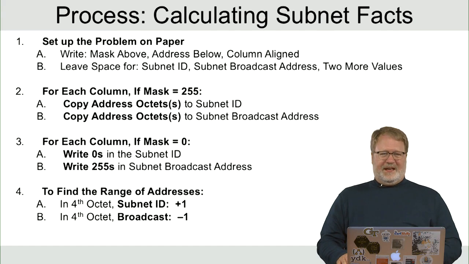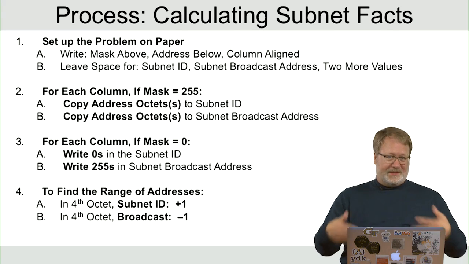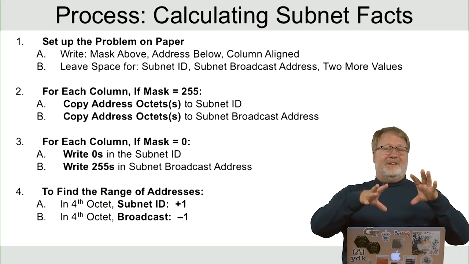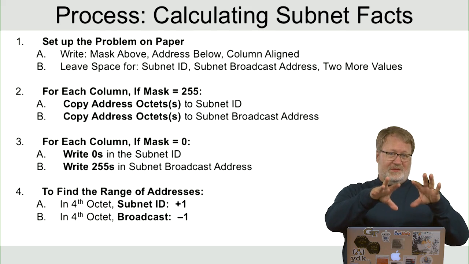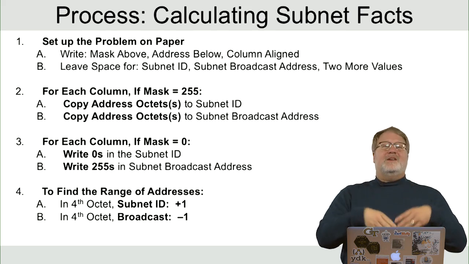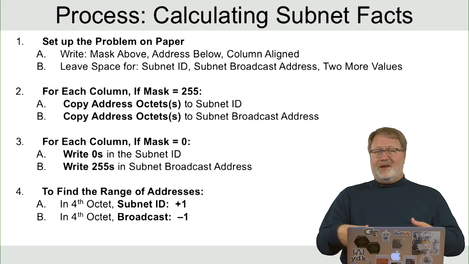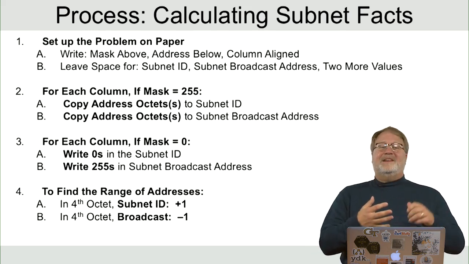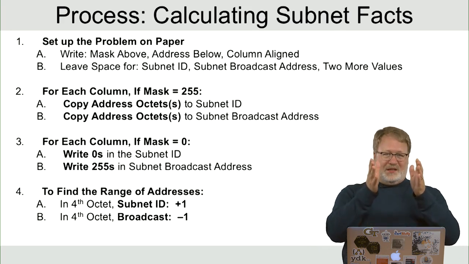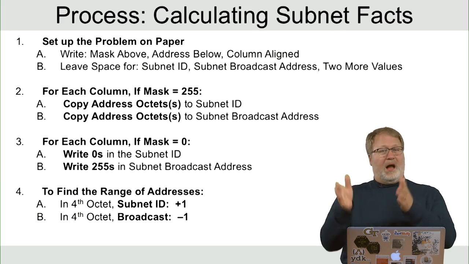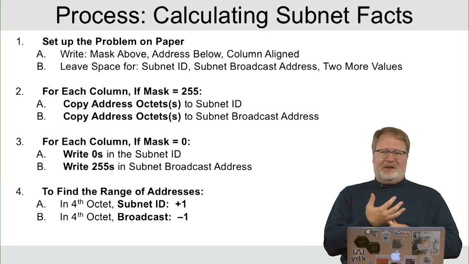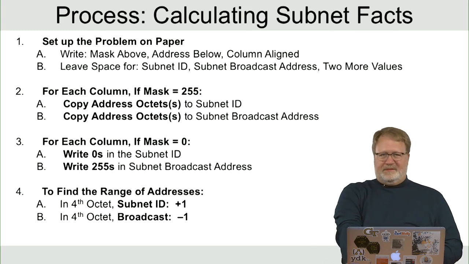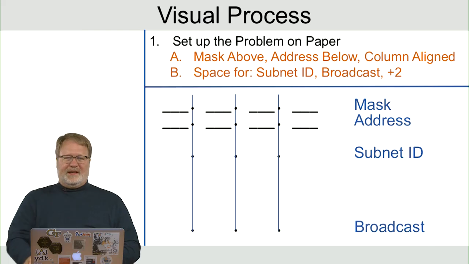Here's the process, and I'm not going to read it to you. We are going to practice it so you can do it. That's the end goal. You don't need to memorize the specific words, but I do want you to practice well enough so you can do the math. So the highlights: we're going to set up the problem on paper. Then we're going to think about the problem as 4 octets, 4 columns. Columns in which the mask is 255 and columns in which the mask is 0, and then one last step at the end to tack on. Let's take a look at how this works.